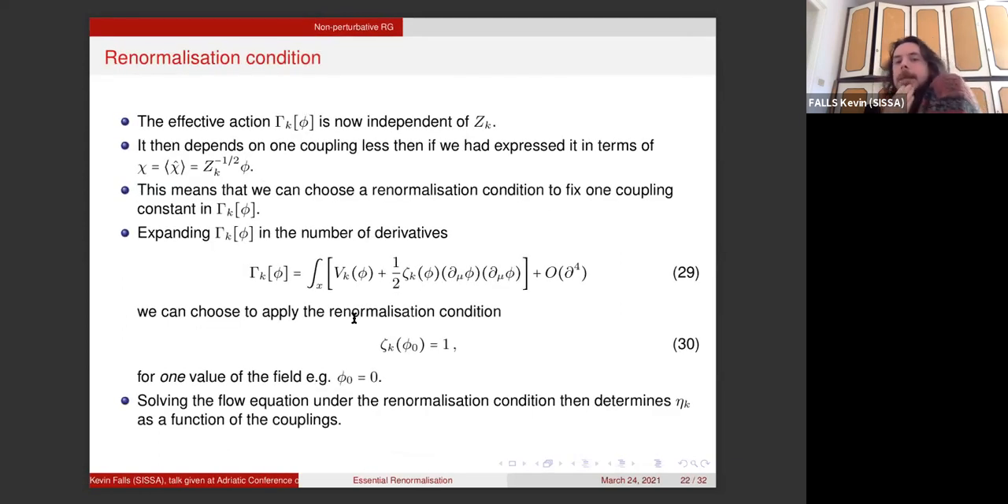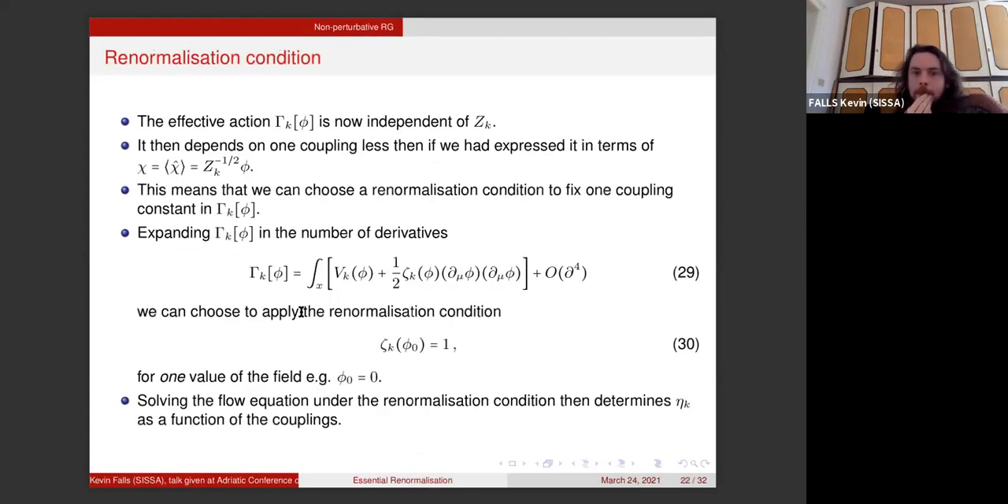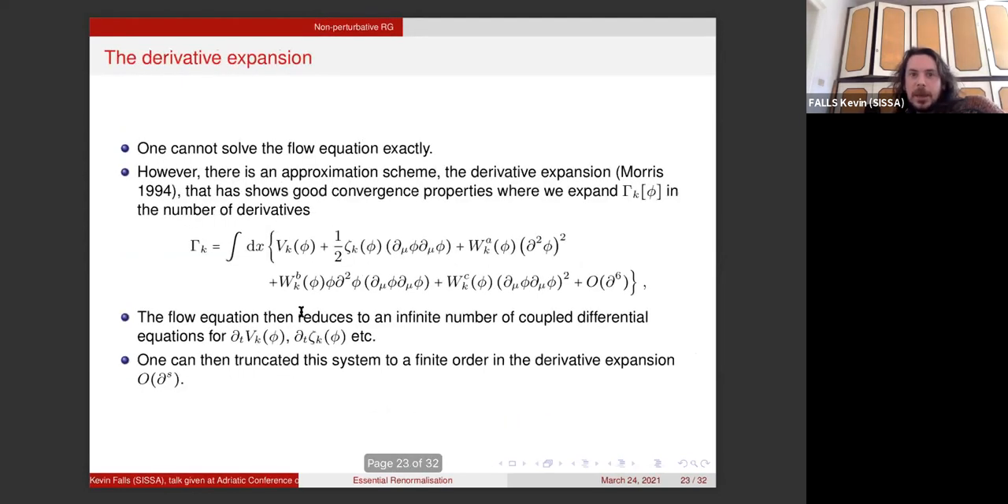So this is the idea, and in this simple setup, you can actually see that when you arrive at a fixed point of the renormalization group, this eta of k will actually correspond exactly to the critical exponent eta, which is why it's given the same name. This is the idea within the standard scheme. And so then how do you actually solve these equations?